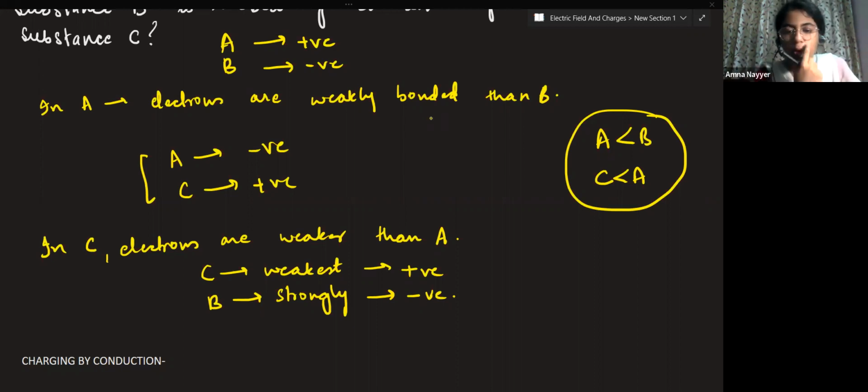So anyone who has not written this, just note it down. Then we'll proceed towards the second phenomenon. So this was all about charging by friction. So easy. This is easy. Charging by friction. We'll begin with charging by conduction.